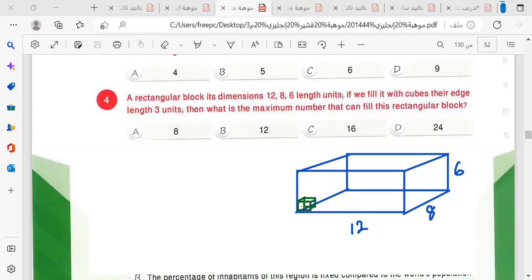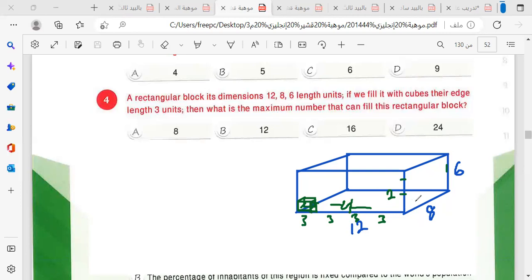Now, how many cubes will be in the base? Because each one equals 3, then 3, then 3, then 3, because the side length is 3. So how many cubes do I have here? 4, right? I have 4 here. And up, how many? Because 3 and 3 will be 2, right, correct, because the height is 6.